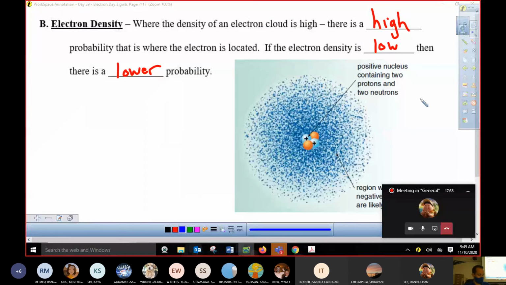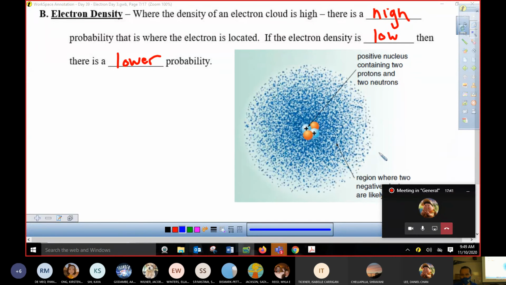Had our notes, and so a quick review from last Friday is I showed you this image. So electron density. This image is showing you that where there's a lot of shading, where the density is great, that's where we're more likely to find an electron. And where the shading is lighter, that's where we're less likely to find an electron.